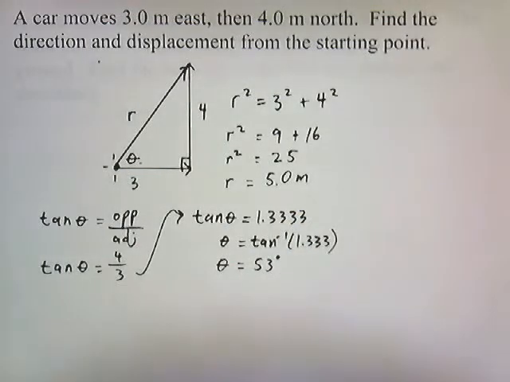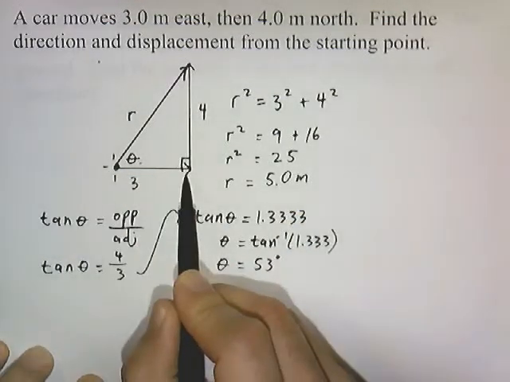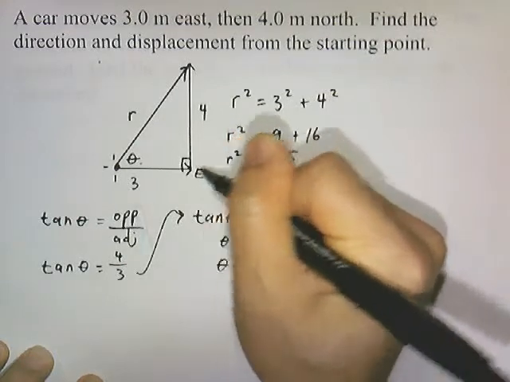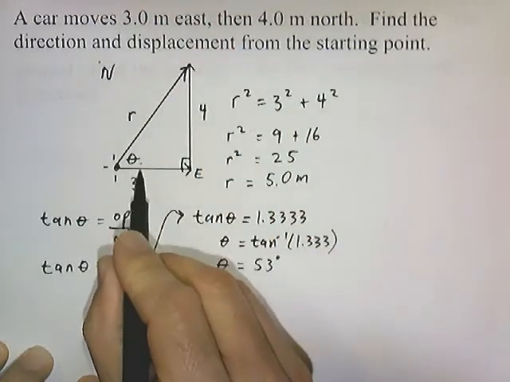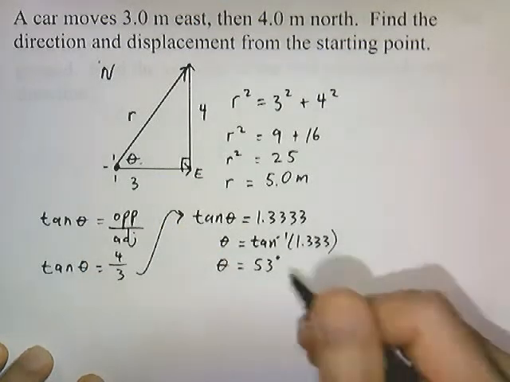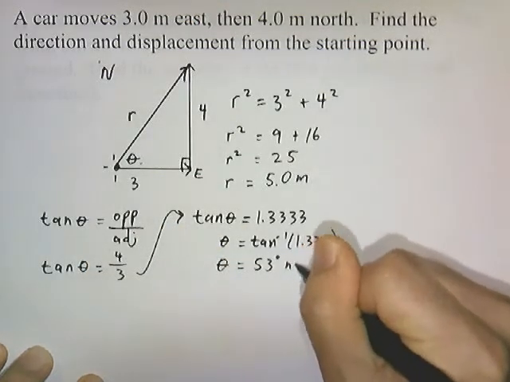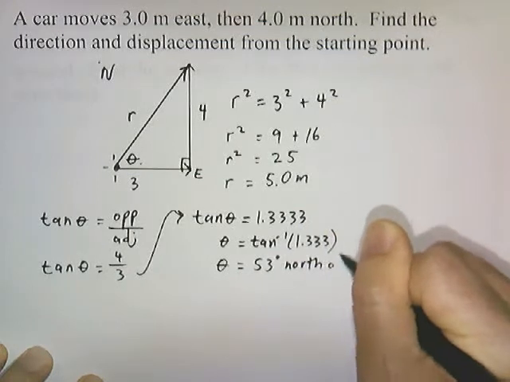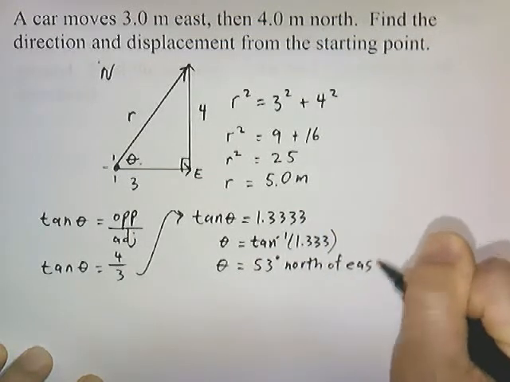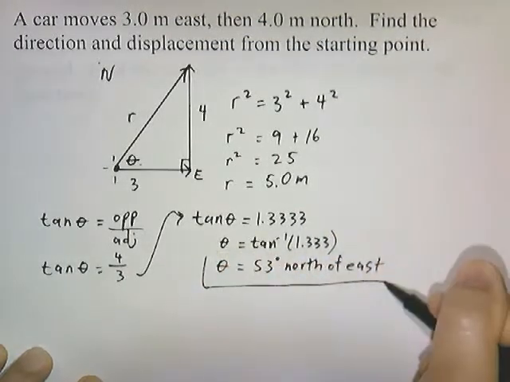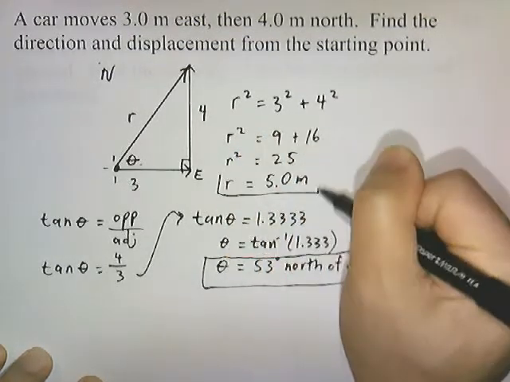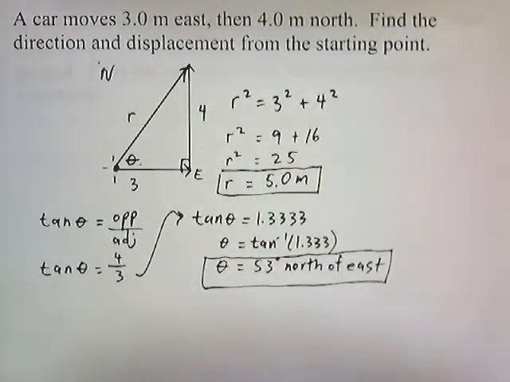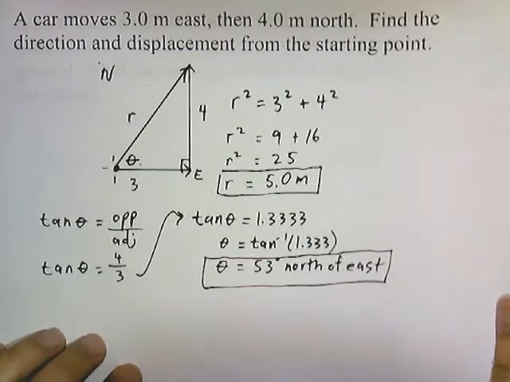We have to give compass directions. This direction is east, and this direction is north. So this is 53 degrees to the north of east. So our answer is 53 degrees north of east. So those are the answers. That's the direction, and that's the magnitude. Let's try one more problem like this just for practice.